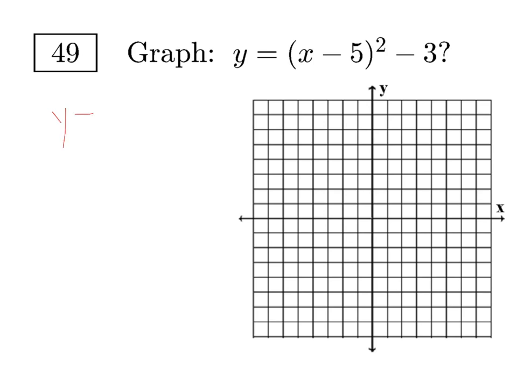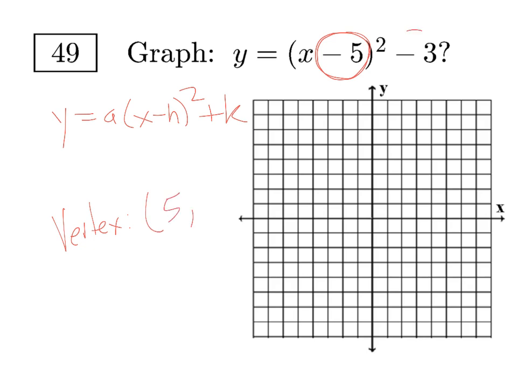And it's of this form, a times x minus h squared plus k, where h and k represent the vertex. So the rule is that whatever value you have inside here, you take the opposite of that, which is 5. And then whatever value you have on the outside here, you take that for what it is, -3. So that's your vertex.